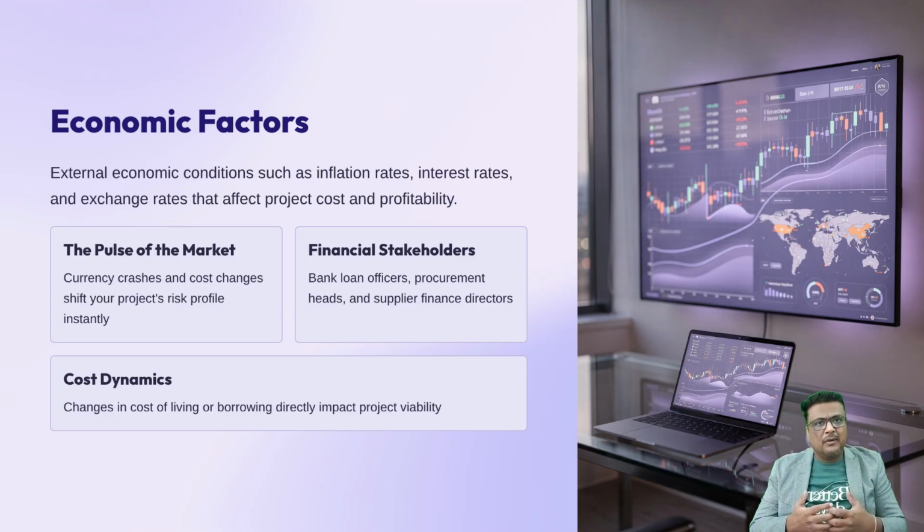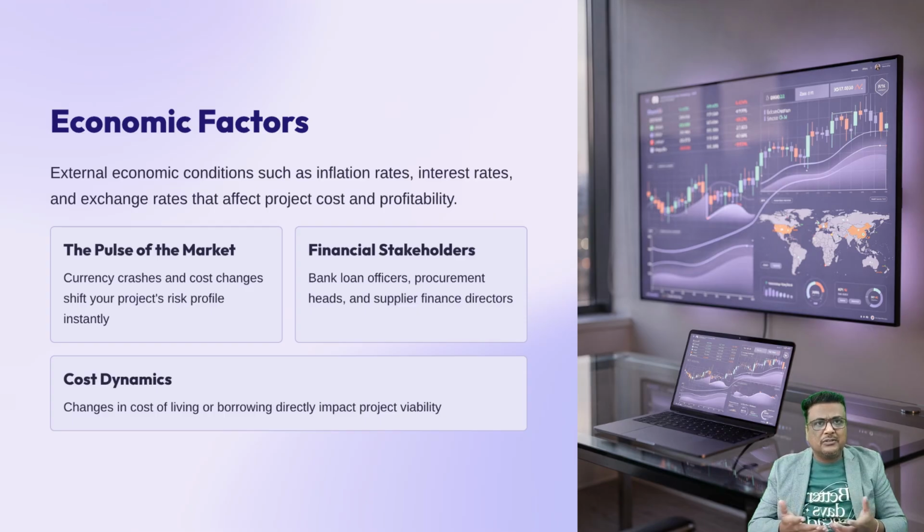Imagine you are building a project that requires expensive imported steel and suddenly the currency exchange rate crashes. That is an economic risk. This immediately identifies stakeholders like your bank's loan officer, your procurement head, and even the finance directors of your suppliers. Let's break this down together. Every time the cost of living or the cost of borrowing changes, your project's risk profile shifts.